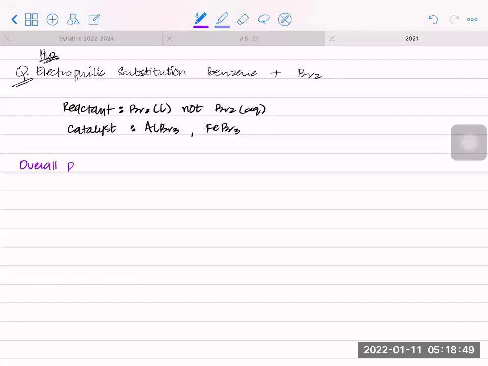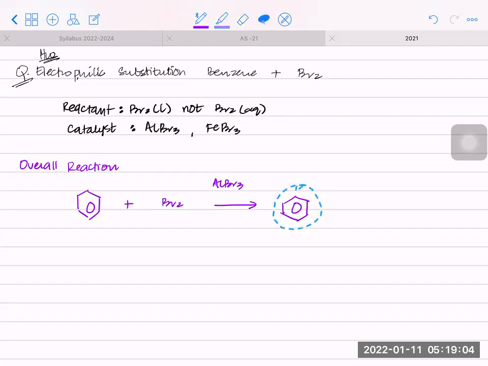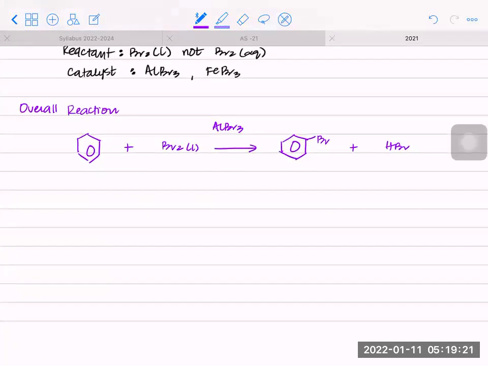So the overall reaction for bromination would be the benzene ring reacting with bromine in the presence of AlBr3 to give bromobenzene plus HBr. That'll give you steamy fumes. Yes, and this bromine needs to be what? Liquid. Now let's see the generation of the electrophile. So how will you generate the electrophile? That is going to be prior to electrophilic substitution. So let's see how we do that.